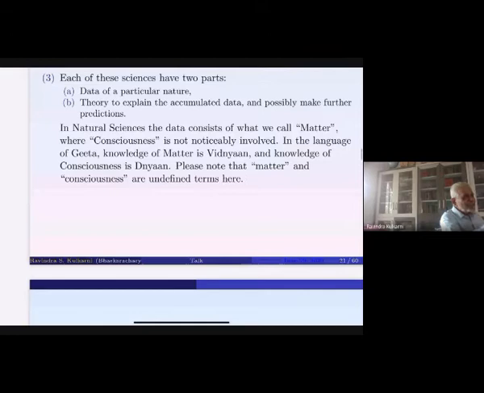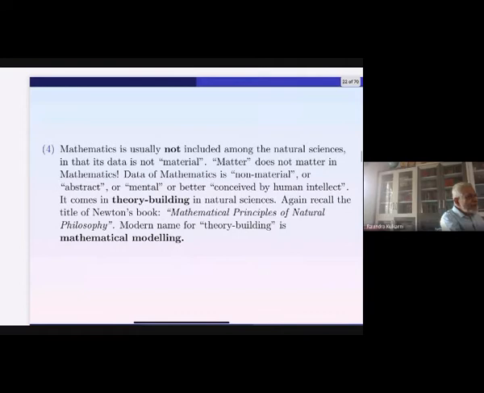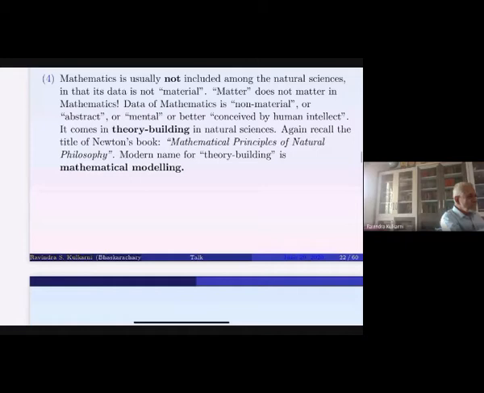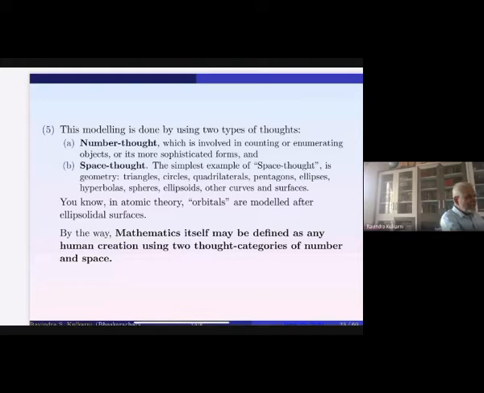Now, mathematics is not usually included among the natural sciences. It is much more than natural science. Its data is not material. Matter does not matter in mathematics. The data of mathematics is non-material or abstract, and it comes in the theory building in mathematical sciences. Now, this modeling, as I explained, is in the two thought categories. Mathematics itself is the two thought categories, any human experience explained in terms of number and space.